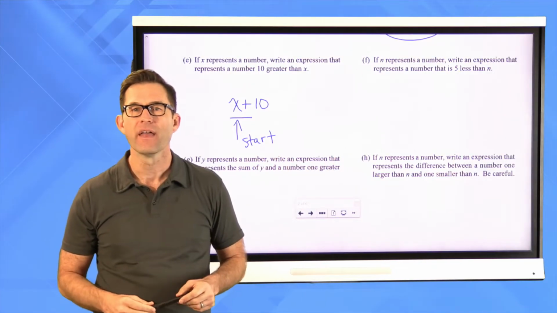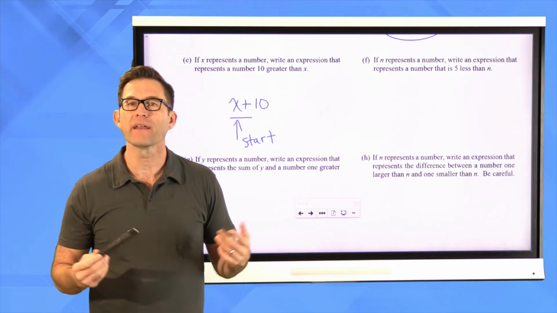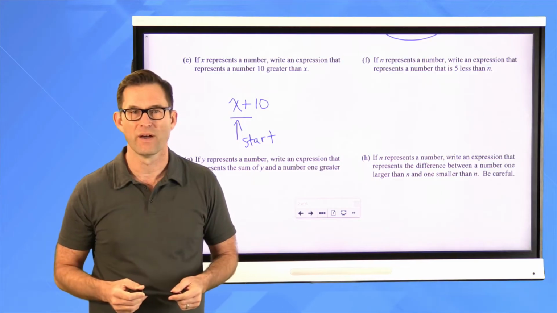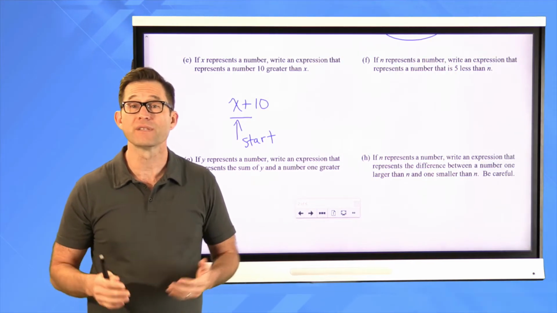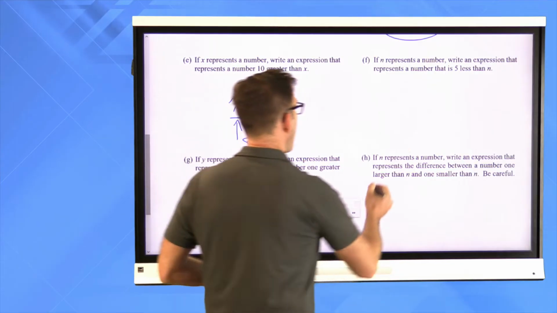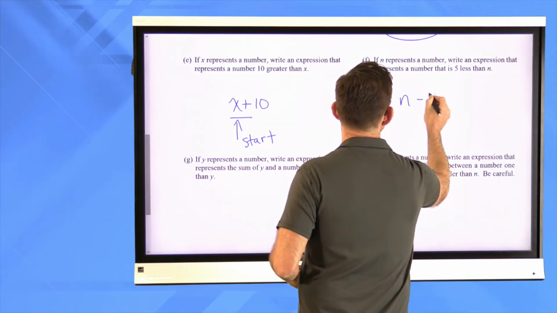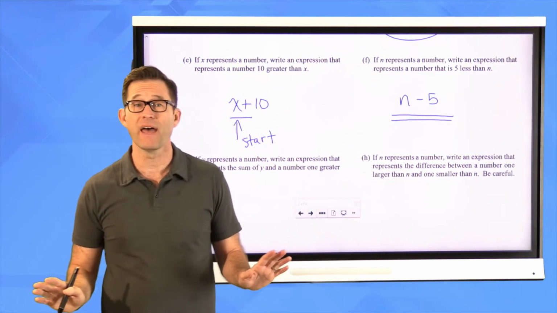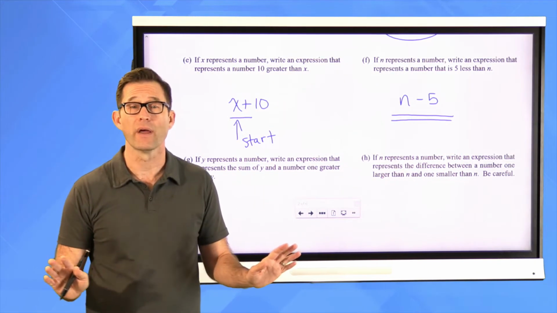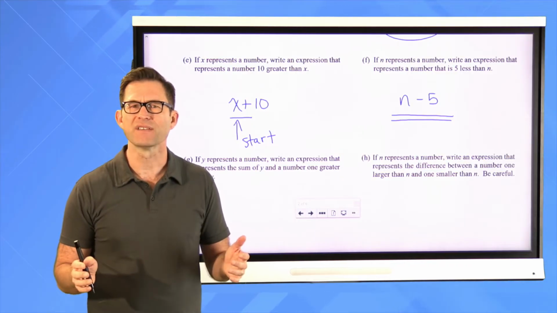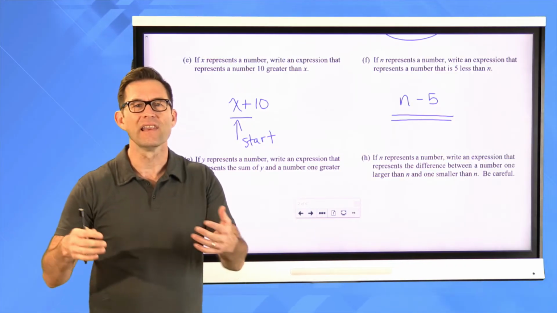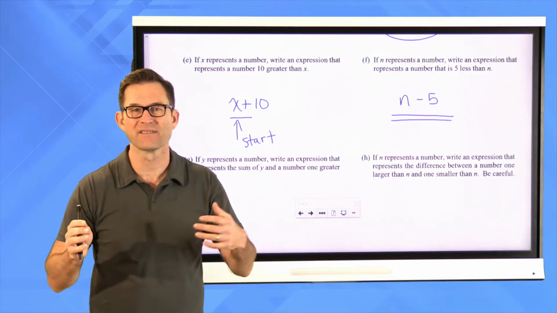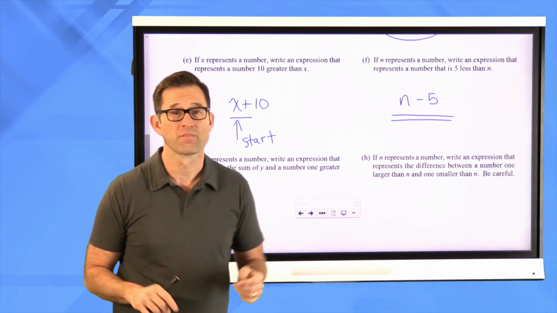Likewise, letter F, if n represents a number, write an expression that represents a number that is 5 less than n, right? So, very similar to before. We would have to have n minus 5. All right, and this is critical because if you have 5 minus n, that is a totally different thing. 5 minus n, it's almost hard to say this, would be n less than 5. N units, n feet, n seconds less than 5.